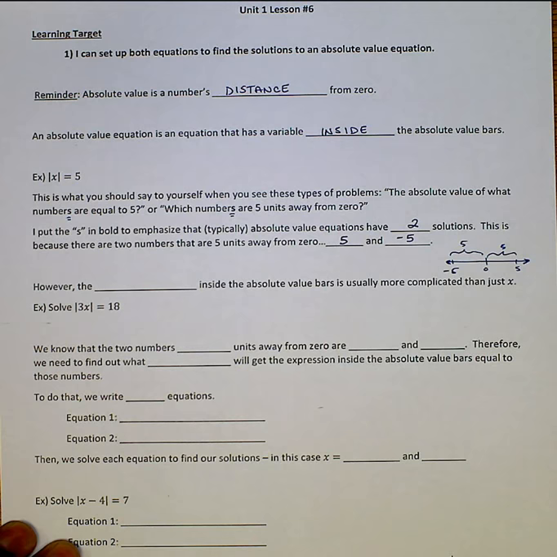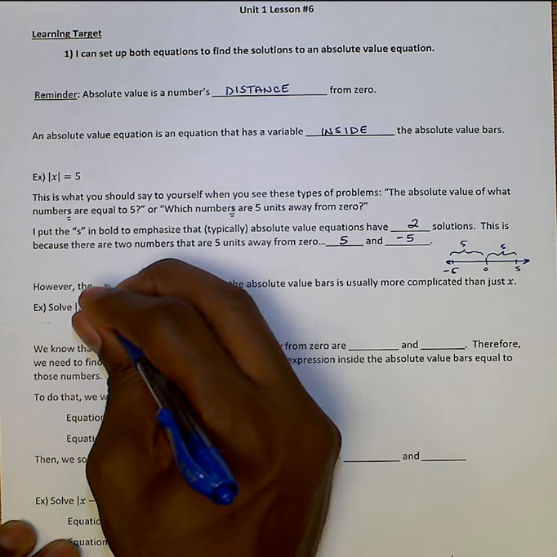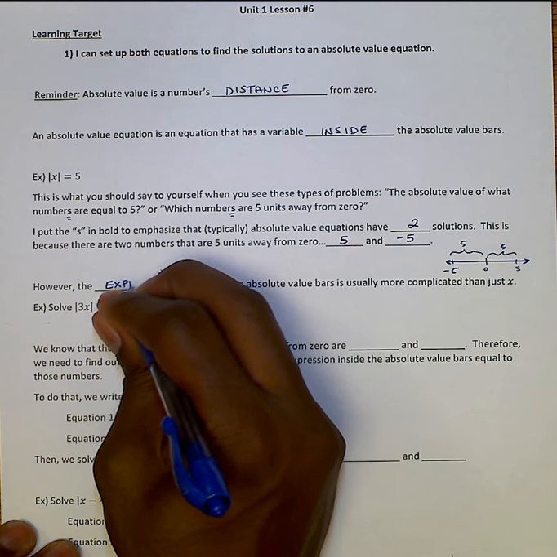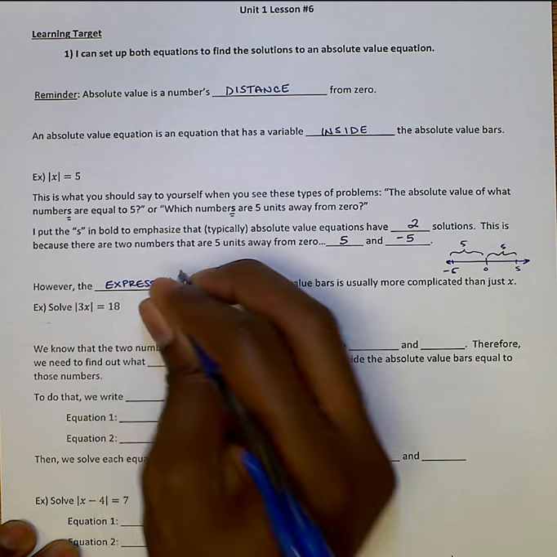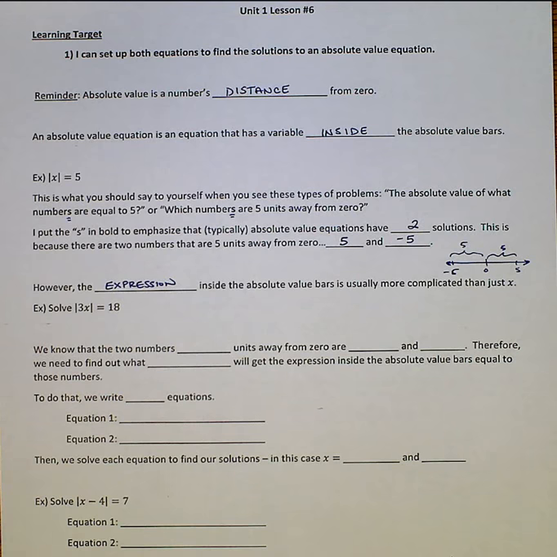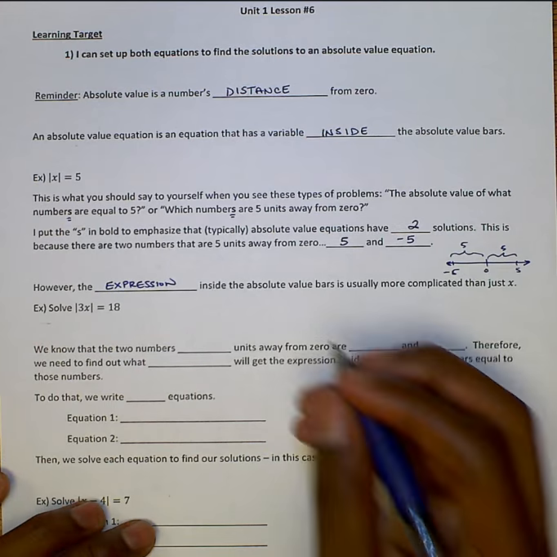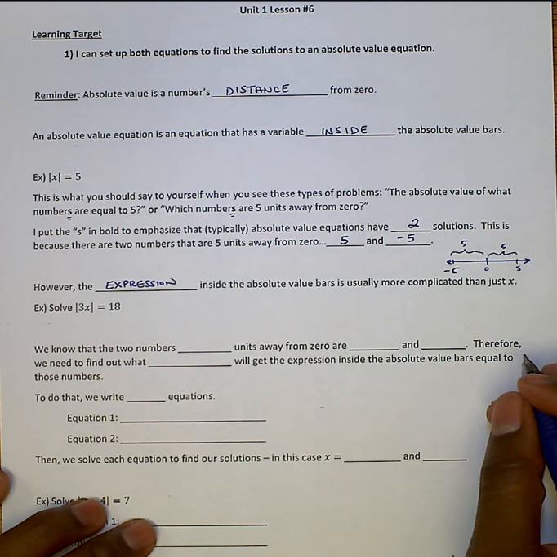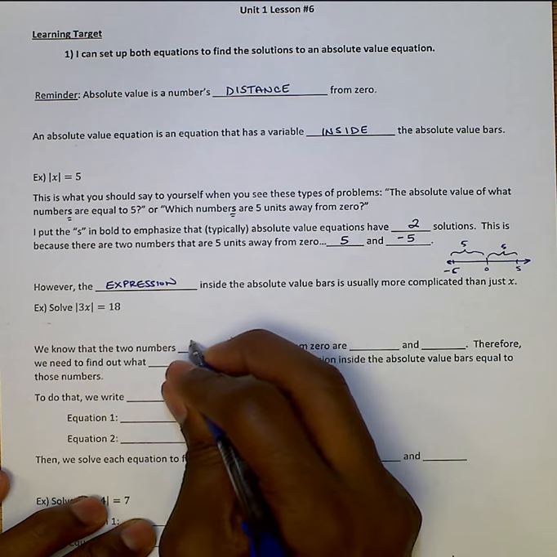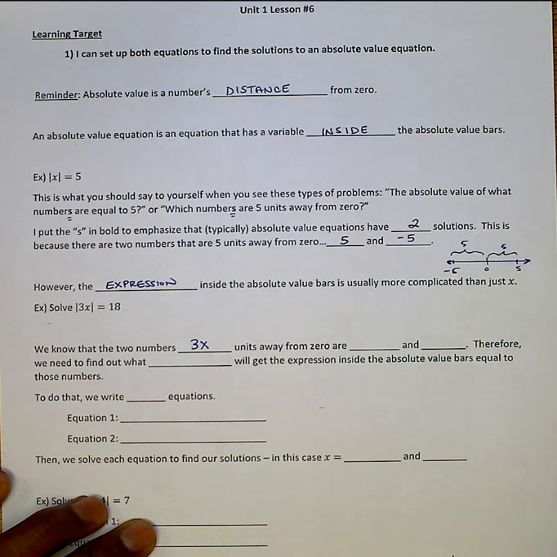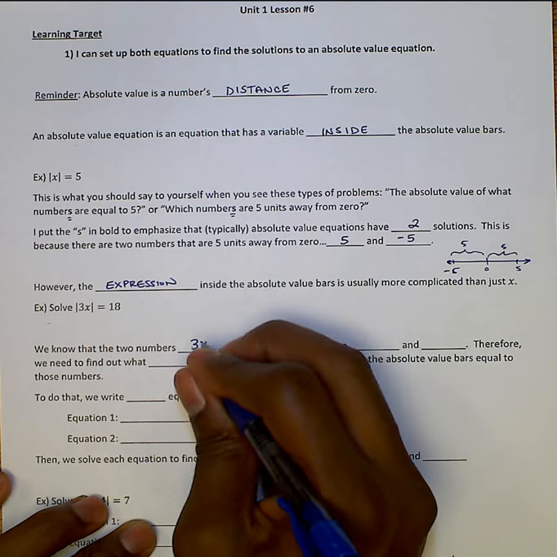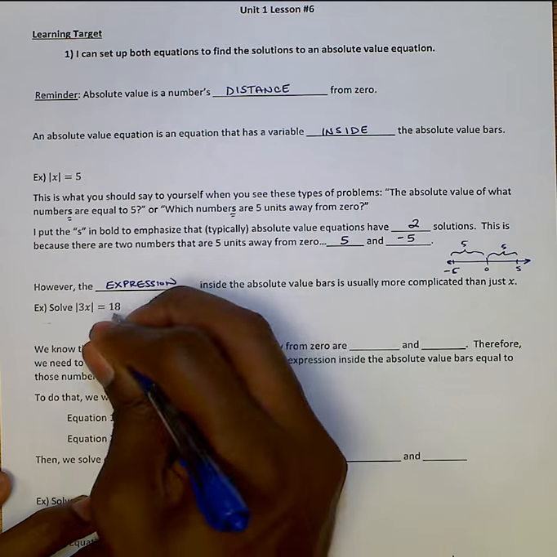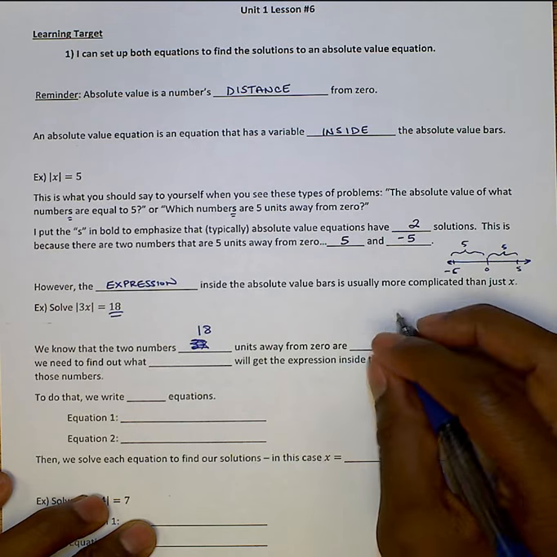However, the expression inside the absolute value bars is usually more complicated than just x. So here's an example. We have the absolute value of 3x equals 18. We know that the two numbers that are 18 units away from 0 are 18 and negative 18.